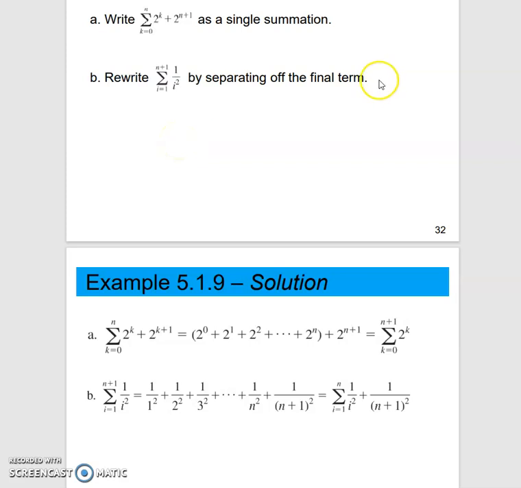Let's say we want to separate off a term. So here's my sequence or series, and again, I'm generally going to run out a few terms so I can see it. So I'd like to break off that last term. I want to have it separate. And at this point, I'm just going to then have 1 over i squared and go to just n.